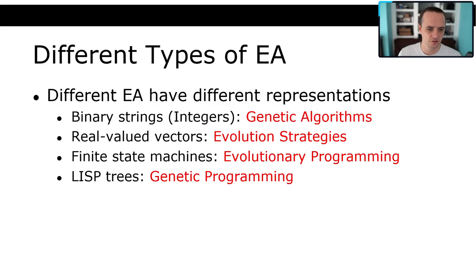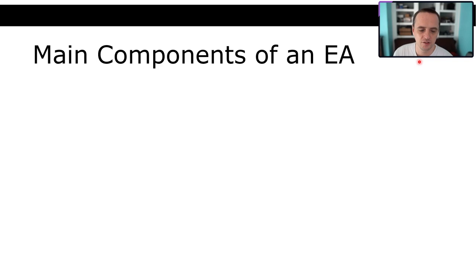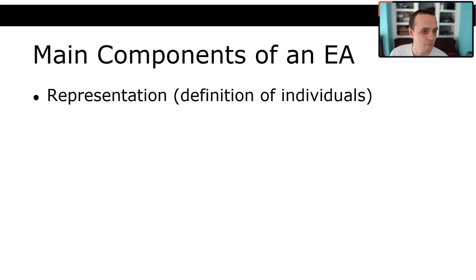So they're largely cosmetic, but essentially what you do is you say, okay, if I want to use evolutionary algorithms for this, let me analyze my problem. And based on the problem, I'm going to choose a representation. And then based on the representation, I'm going to choose which algorithm I'm going to use. And you're going to choose variation operators that suit that. So the main components of an evolutionary algorithm then are the representation. And this is a good exam question. Okay. So the definition of individuals, how you represent them.